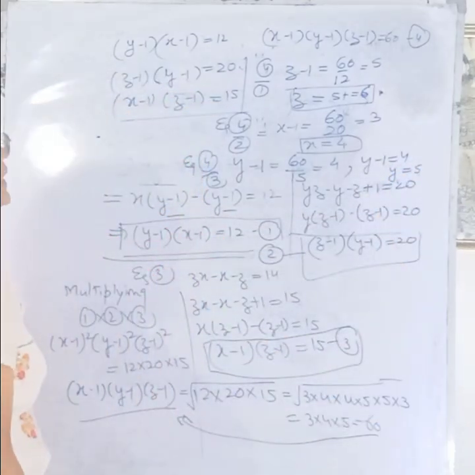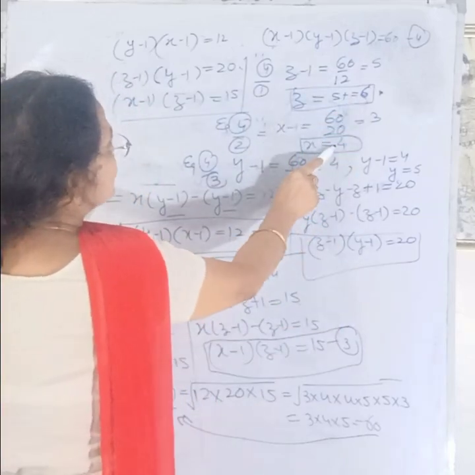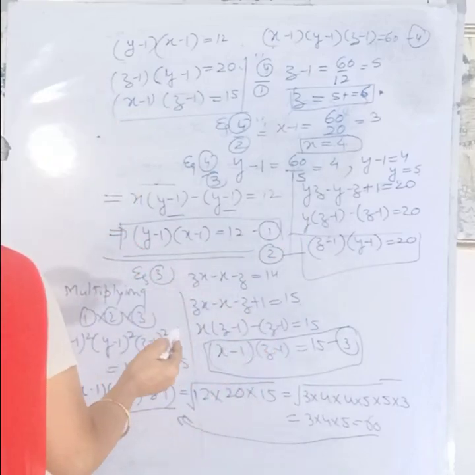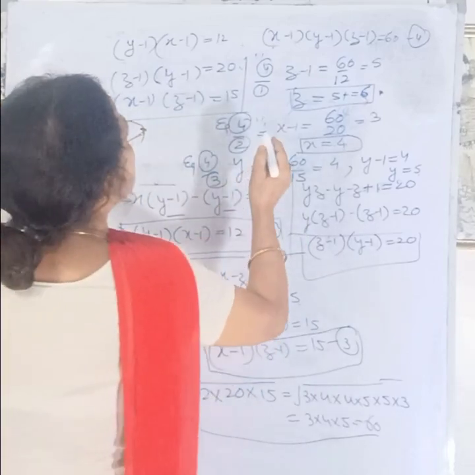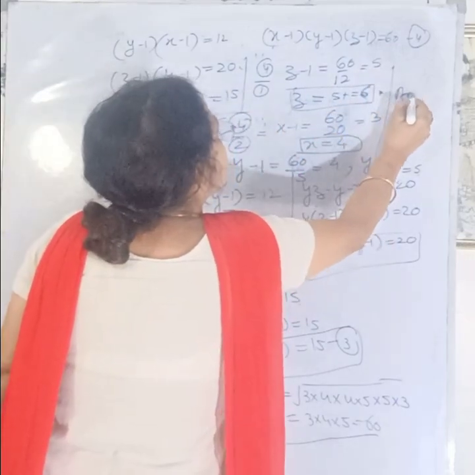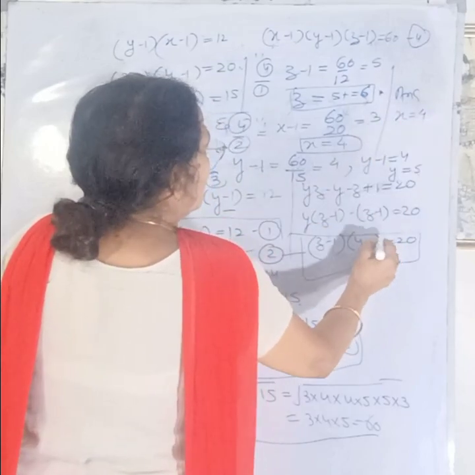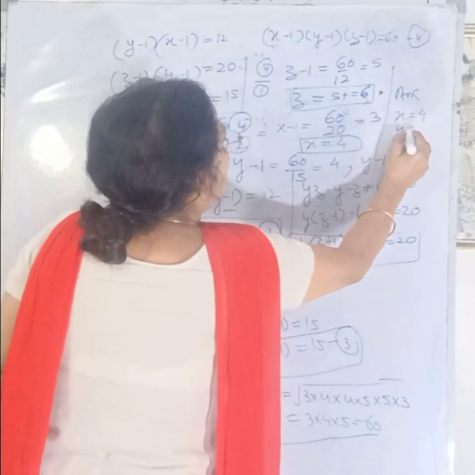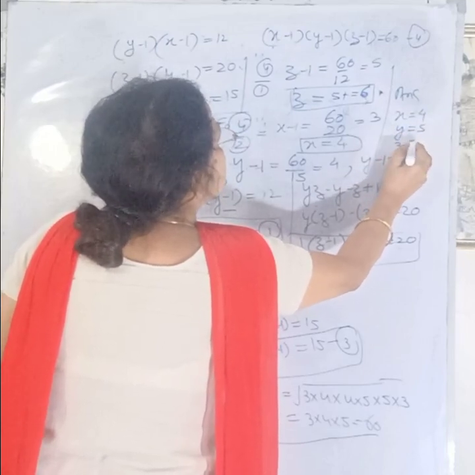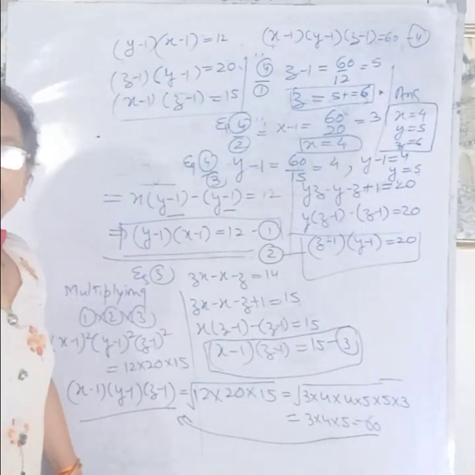So our answer is that x is equal to 4, y is equal to 5, and z is equal to 6. These are the answers. Clear?